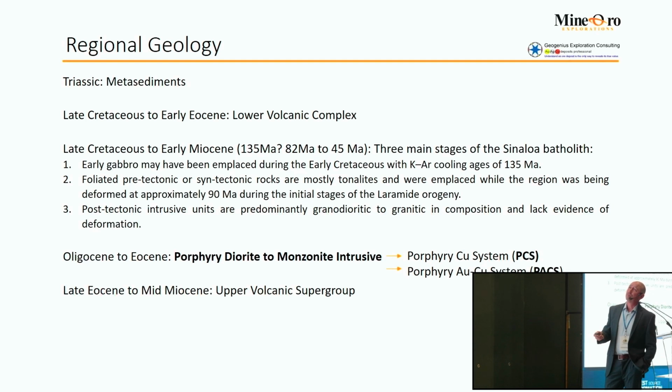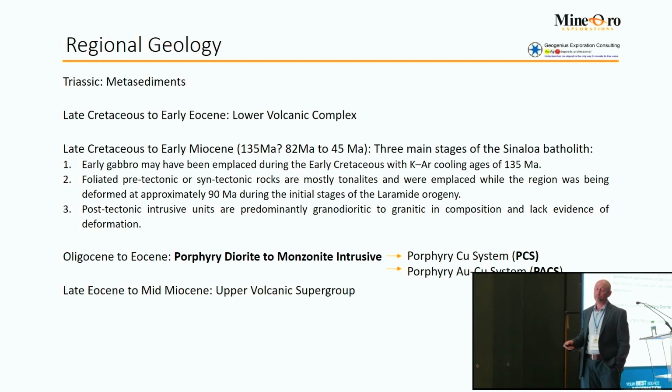Timing. The basement is metasediments. Everything is covered by lower volcanics, nothing new. Because we have subduction, we have multiple generations of batholith. We don't care about that. What we care about is the porphyritic intrusive. So we have diorite to monzonite. Do we have a specific magma to go with each type of deposit? I don't know, I cannot answer. But we have both types of deposit in that case, and everything is covered by the upper volcanics.